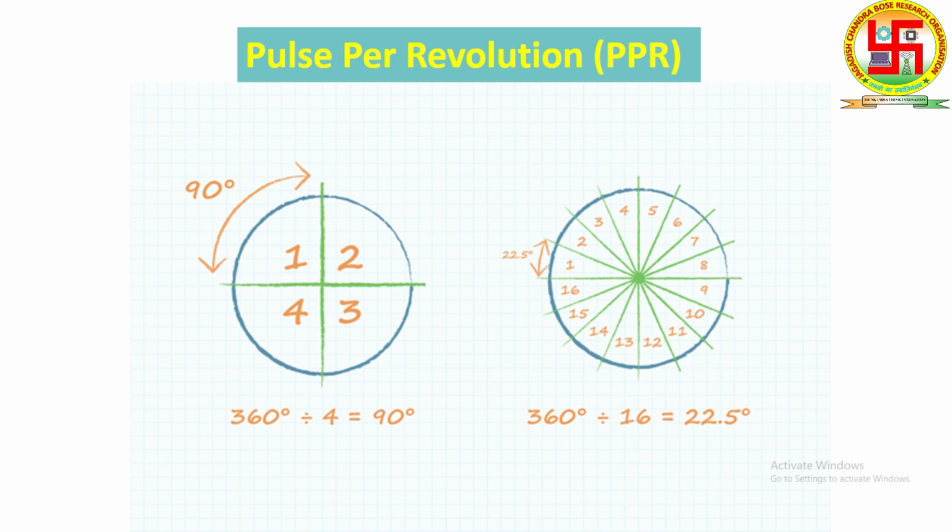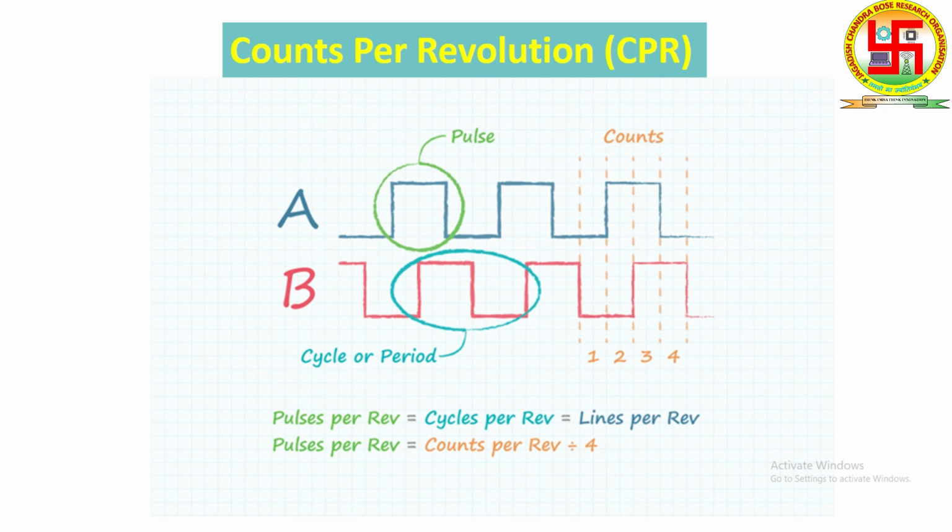Similarly, if we increase this pulses per revolution count, we get a further increase in the resolution, so that now one pulse will represent 22.5 degrees. Similarly, there is count per pulse. This means how many pulses we are counting per revolution. The count could be high or low, and follows this waveform accordingly.